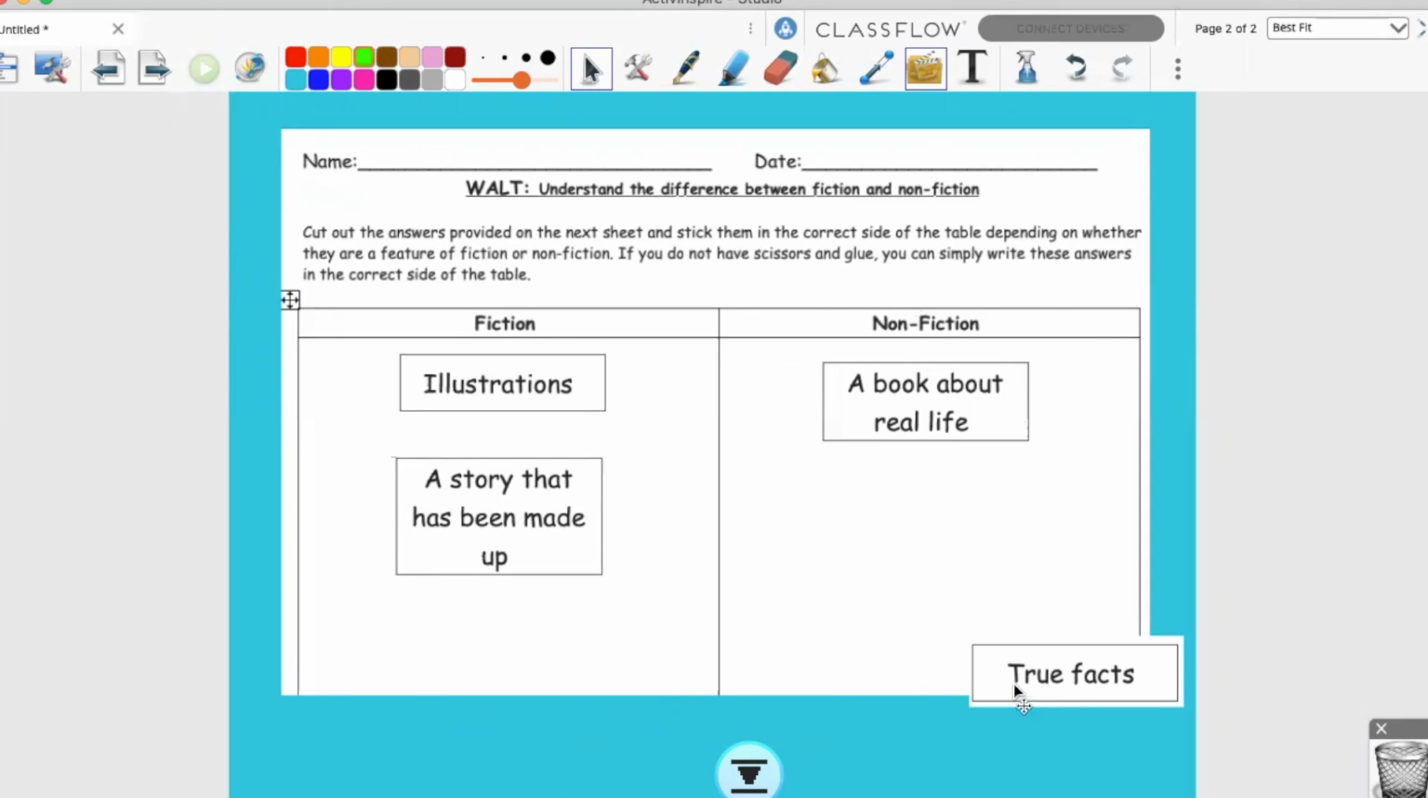My last one says true facts. Facts are pieces of information, so therefore I know that goes in my non-fiction column. Have a go at the rest of them and see how you get on.